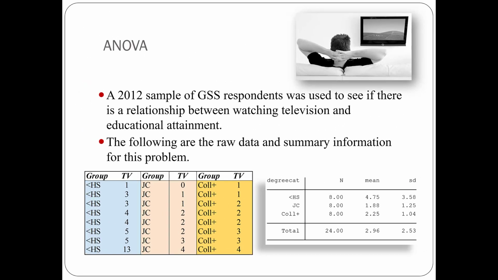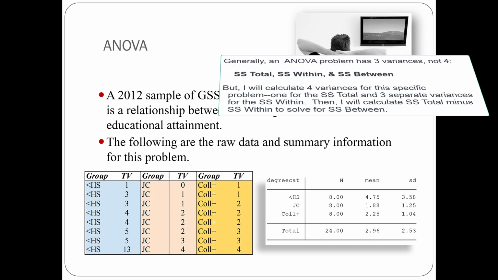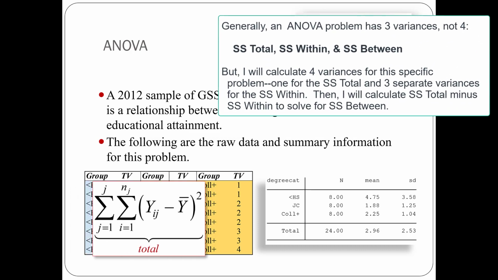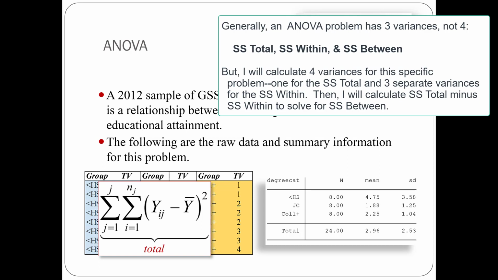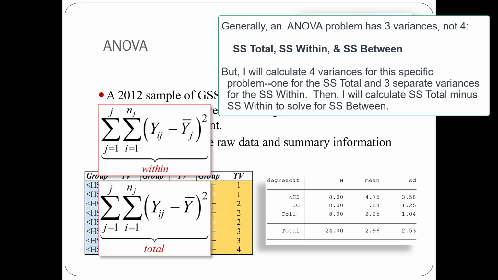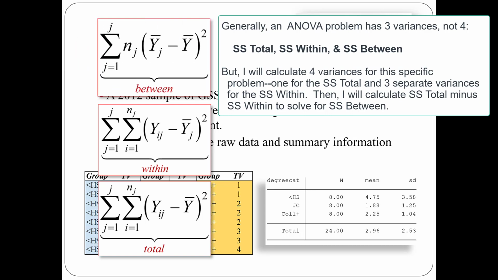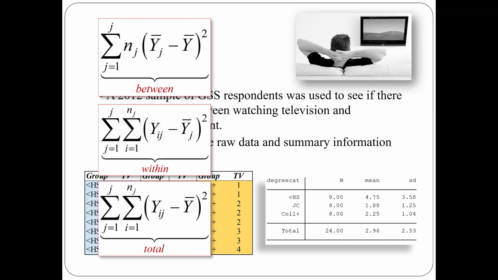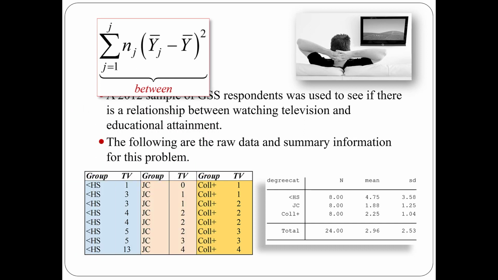To do an ANOVA problem, we have to solve 4 variances. We need the variance for all the television hours, everything from everybody in the high school, less than high school, the junior college, and the college group. We also need the variance for everybody within their group. So we need the variance of just the high school or fewer people. We need the variance for just the junior college people, and we need the variance for just the college and greater people. And finally, we'll calculate the between group sum of squares, but I'm going to do that by subtraction because we know the variance for all the cases minus the variances for the within group is equal to the variance for the between groups.